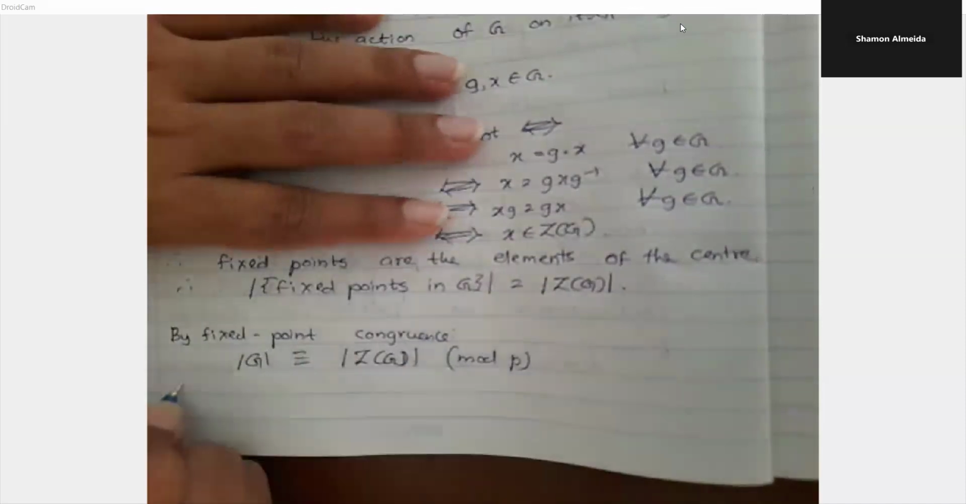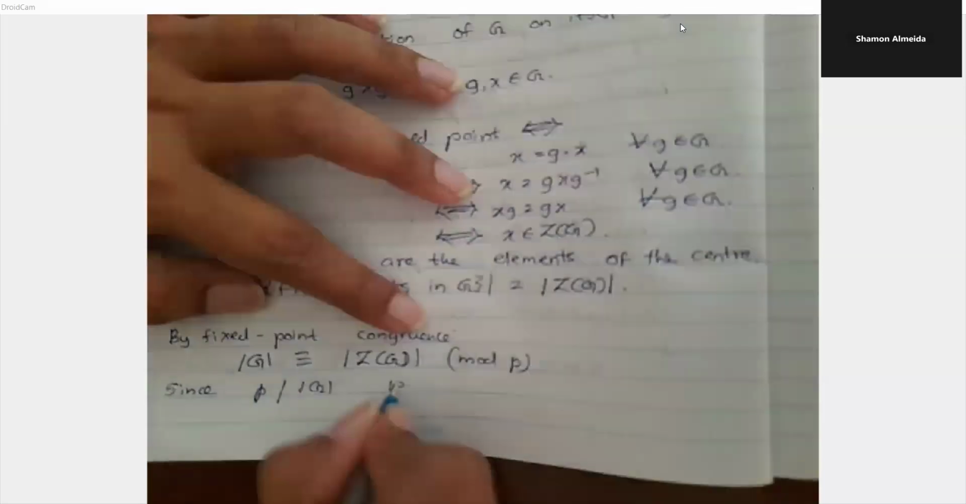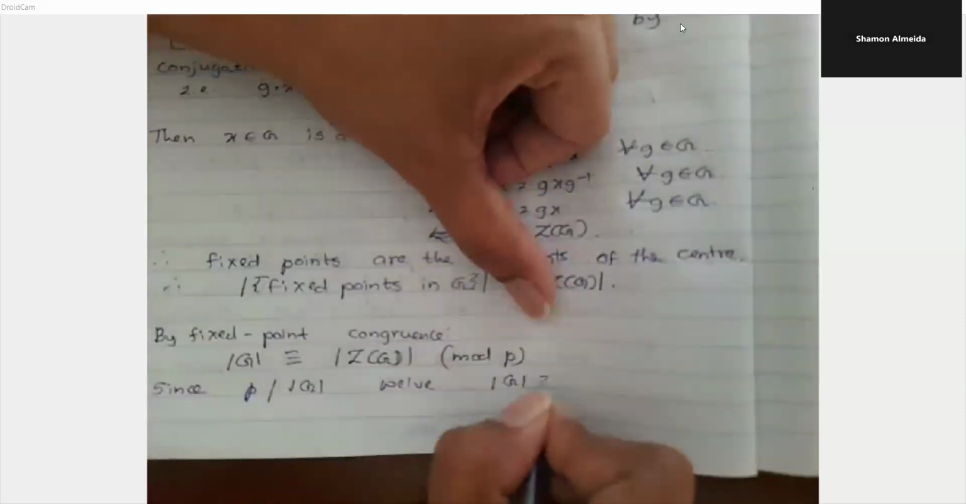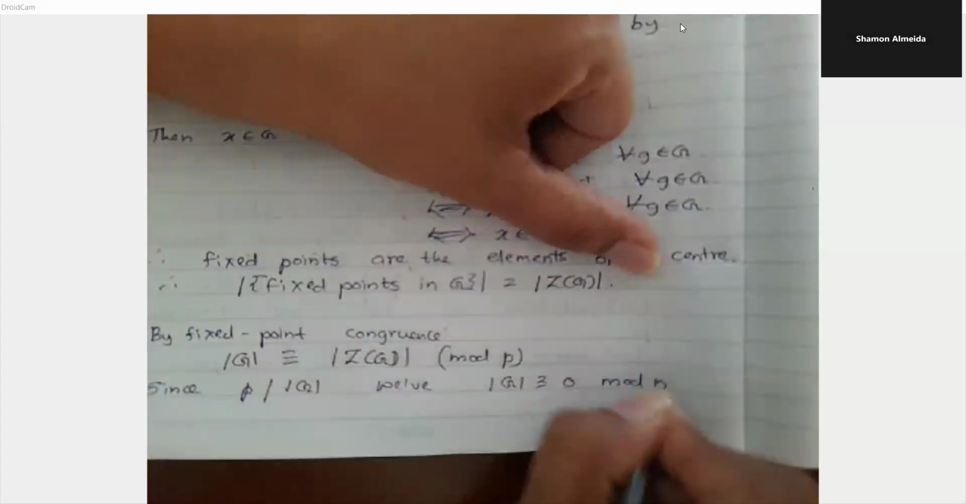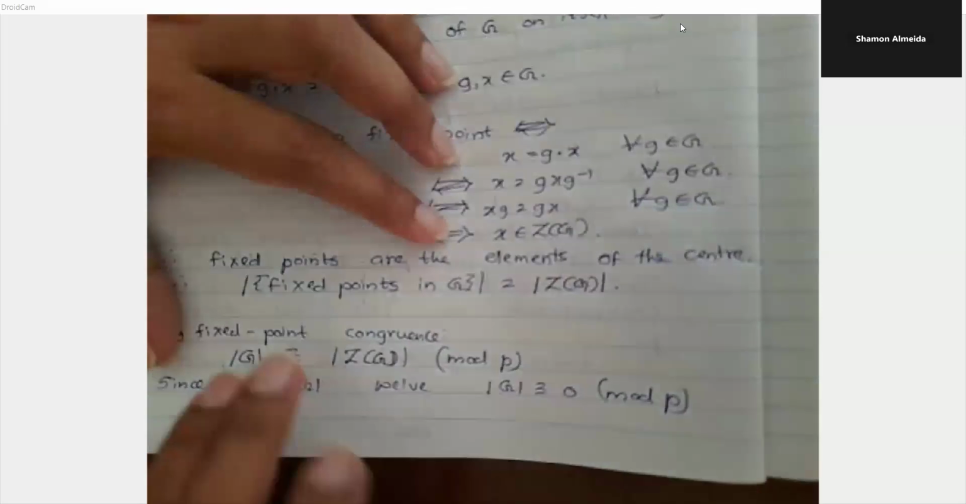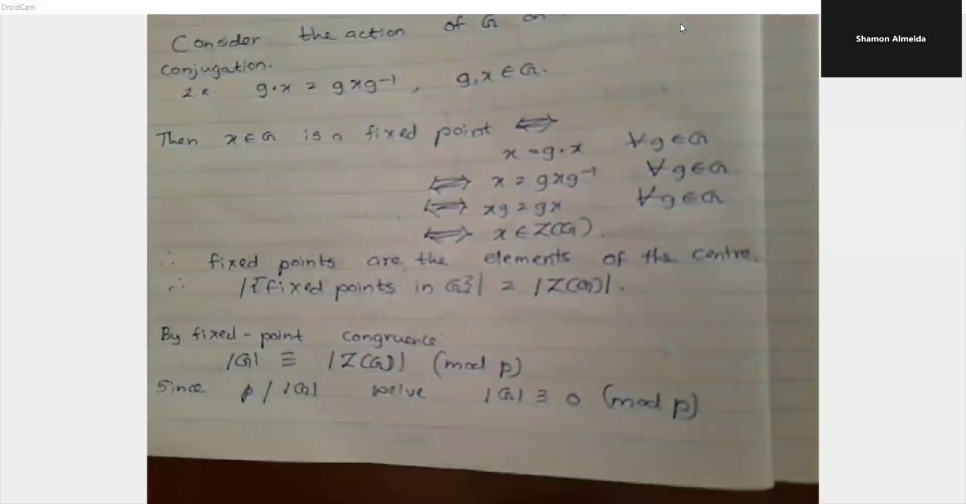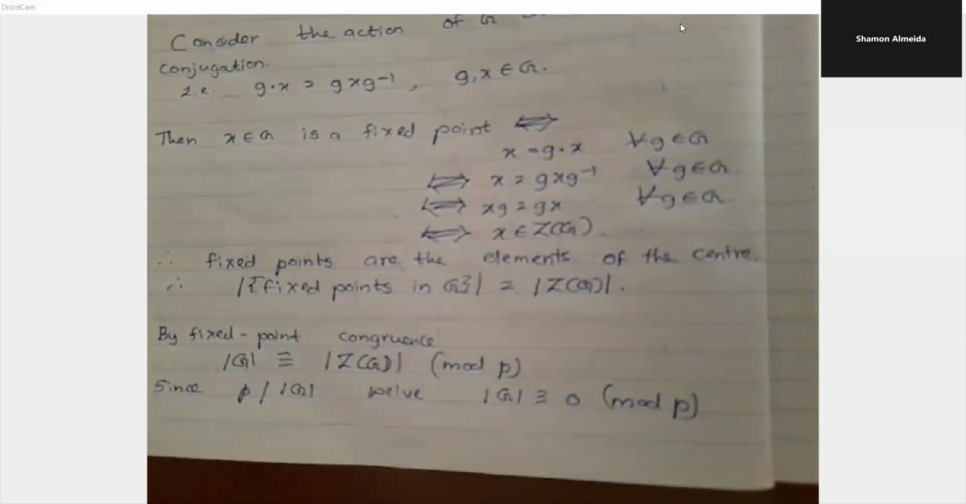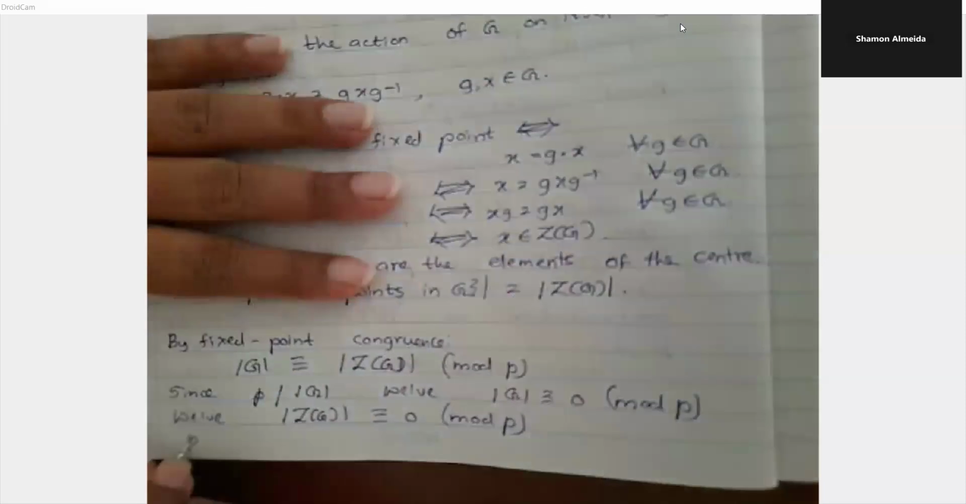Now, G is a P group, right? Since P divides the order of G, we have the order of G to be congruent to 0 modulo P. So we replace this quantity by 0 and same as before, if 0 is congruent to the order of Z of G modulo P, we must have the order of Z of G be congruent to 0 modulo P. In other words, P divides the order of Z of G.